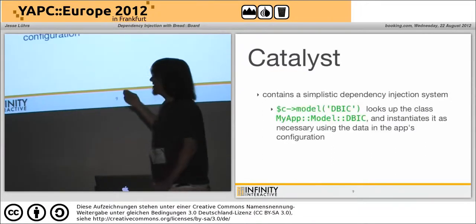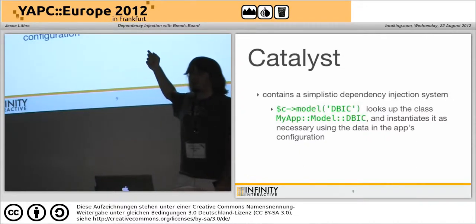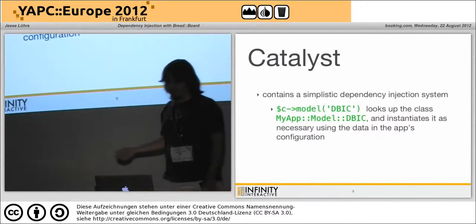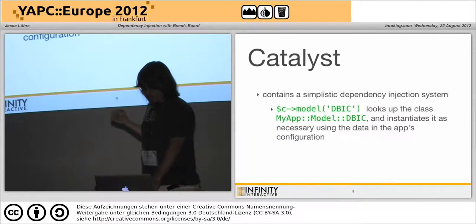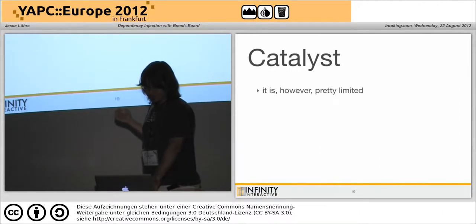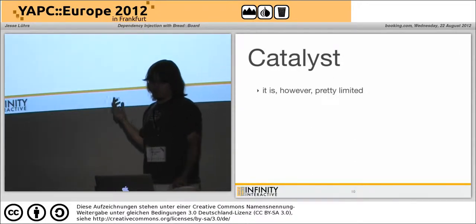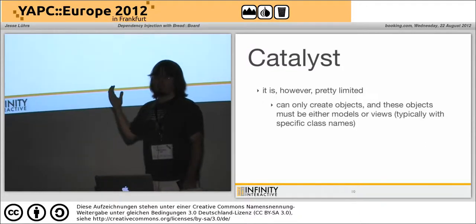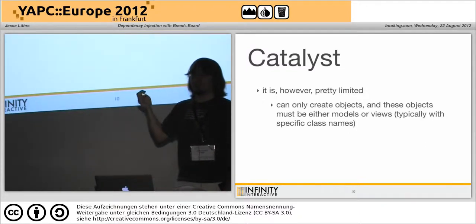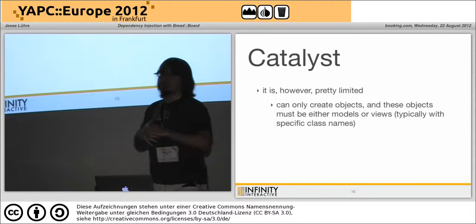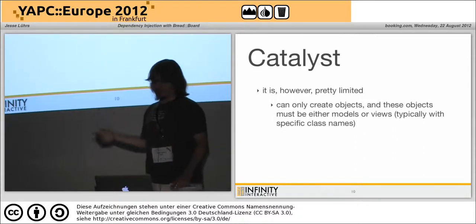So for instance, you call the model method, and it figures out how to create a model object for you based on your configuration. It's pretty limited, because the only thing it can really do is create objects of those specific types. You have hard-coded types in the object, and I mean it's extensible, but it's still a fixed set of things that it can create, and it can only create things from the configuration. It's more difficult to do things that depend on each other and that sort of thing.